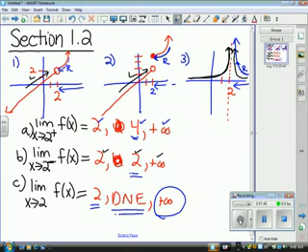Okay, this answer here, that is correct, but you could also say does not exist. And why is that? Because it's not a real number. Okay. So either answer would be acceptable, to be honest.